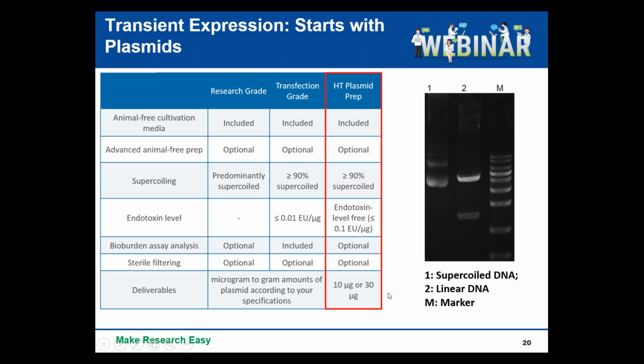And for our packages, we use either 10 micrograms of plasmid DNA or 30 micrograms of plasmid DNA. Essentially, if you need to produce lower amounts of antibody, the 10 microgram package of plasmid DNA should suffice. If you need more antibody, close to the milligram range, then you need 30 micrograms of plasmid DNA at least. And this agarose gel on the right hand side shows you essentially the supercoiled DNA in lane 1 and linear DNA in lane 2 and the marker in lane M.